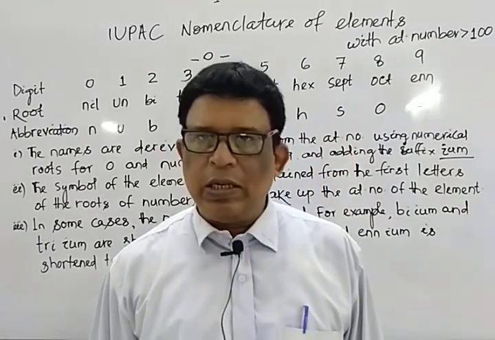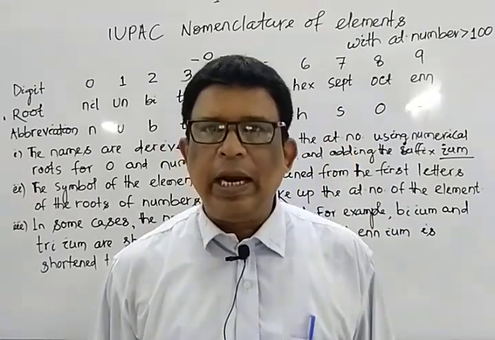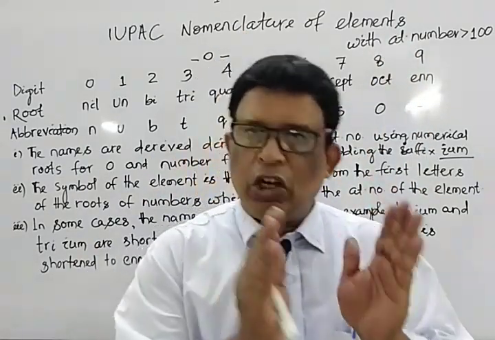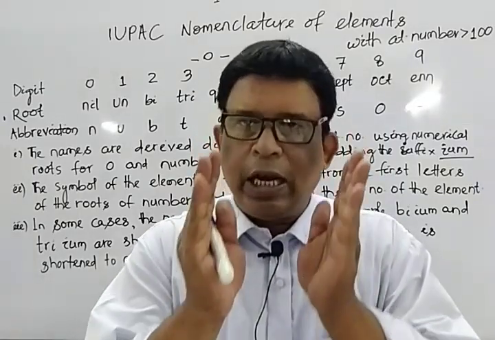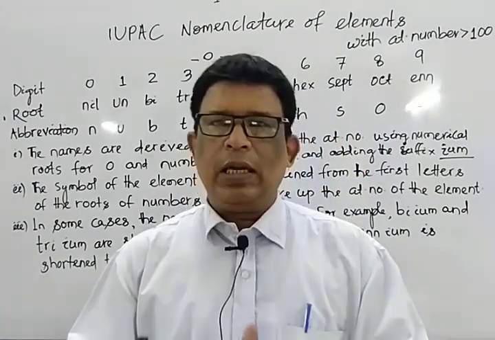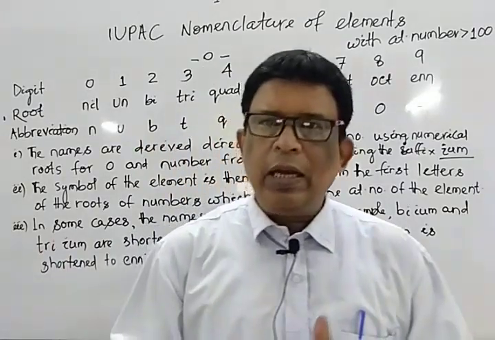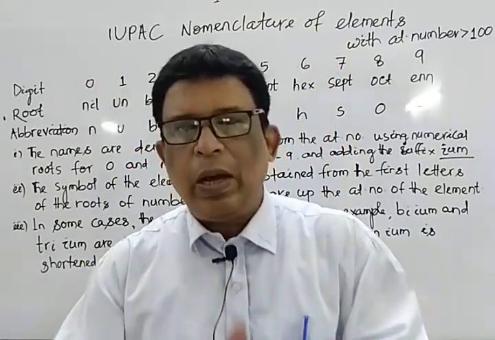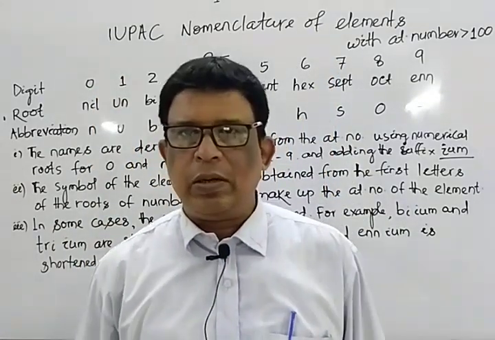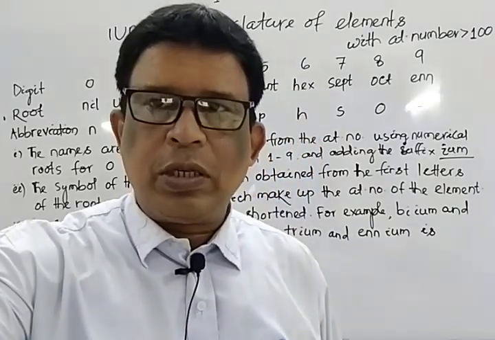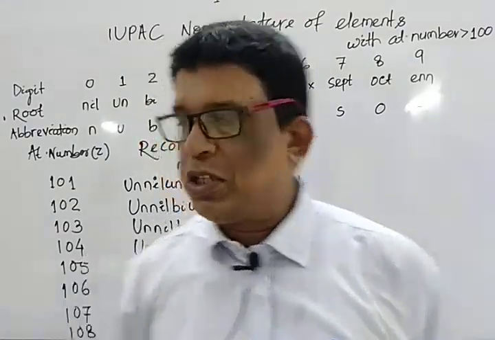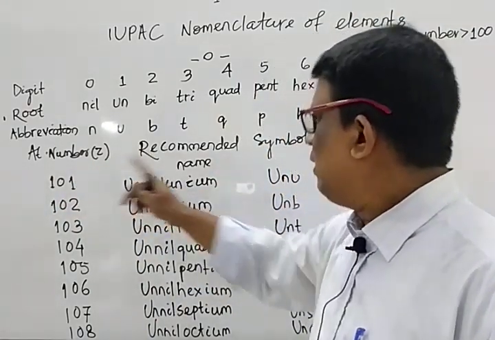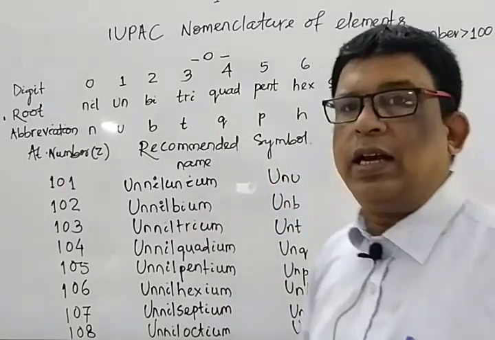Let us apply this concept to see how the recommended name is derived. For that, we have to frame 3 columns. One is atomic number, one is recommended name, and the last one is the symbolic representation. Mark how the naming is possible. There are 3 columns: atomic number Z, recommended name, and symbol.